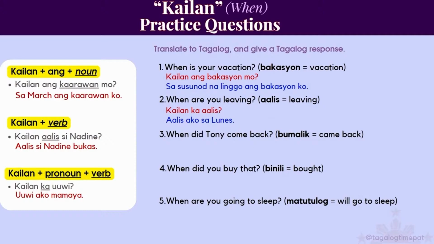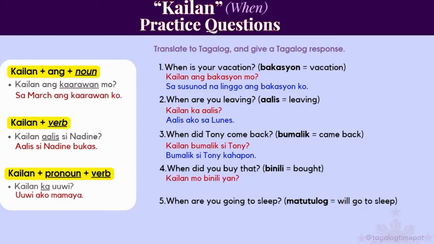Number 3, when did Tony come back? Bumalik means came back. Kailan bumalik si Tony? So this is rule number 2. Kailan plus a verb. Kailan bumalik? And then you add si Tony. The response, bumalik si Tony kahapon. He came back yesterday.